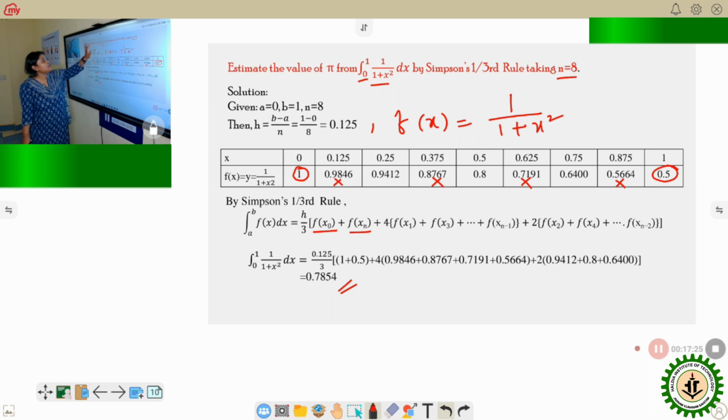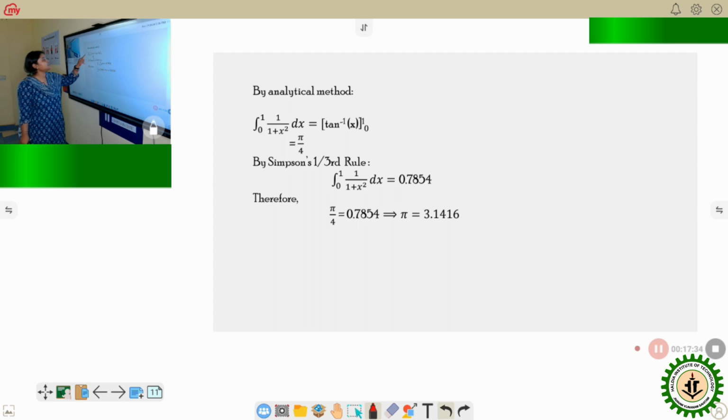Now we have to estimate the value of pi. How will we do that? By the analytical method, integration 0 to 1, 1 by 1 plus x square dx, that is nothing but tan inverse x from 0 to 1, and after putting the limits, this is nothing but pi by 4. So by the analytical method, the value is pi by 4. Now by Simpson's 1/3 rule, this is the value, right? So by equating, I will get pi by 4 equal to 0.7854. That means the value of pi is 3.1416 by using Simpson's 1/3 rule. So in this way, we have to do the problems in case of Simpson's 1/3 rule.